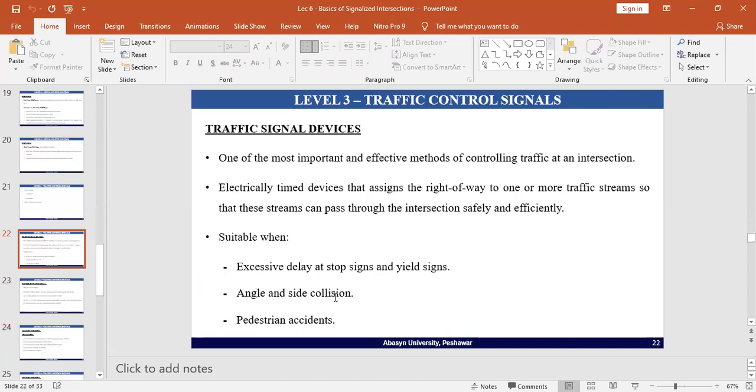Okay, you have angle and side collision, pedestrian accident. So if you have these cases, it's not only limited to these three points, but these are the major points. So when you have these things, then you should go towards the traffic signal devices.